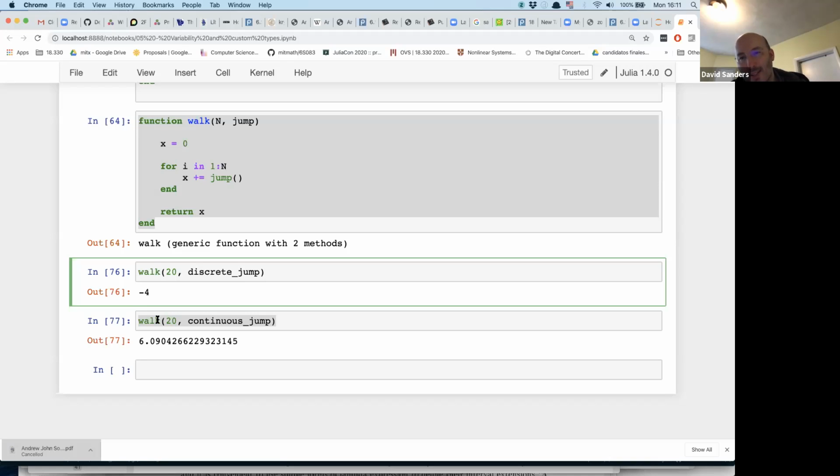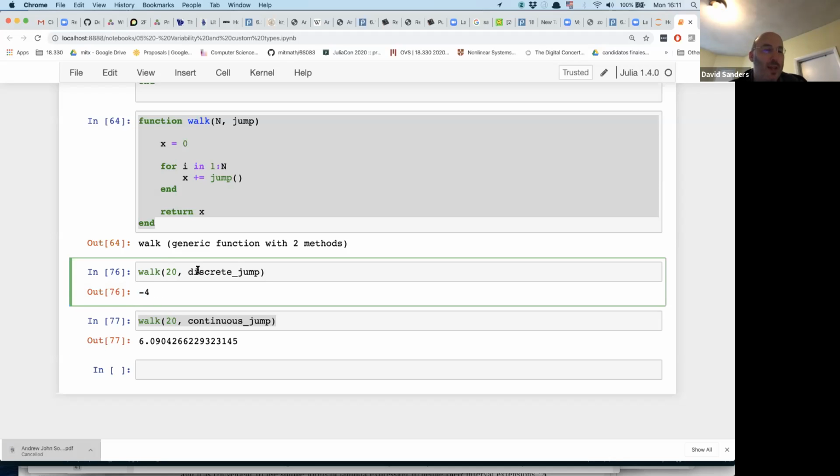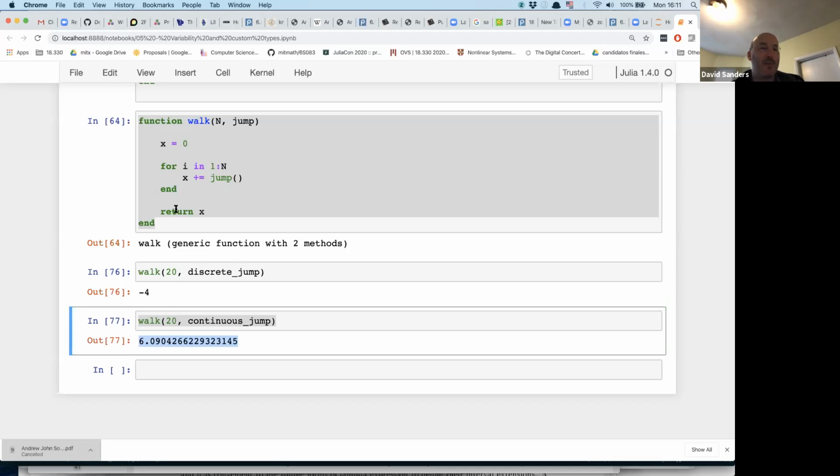I mean, it works. It's giving the right answer, but there's something weird. Can anybody see what it is? The return types are different, exactly. Float versus integer. When I'm calling this discrete jump, it's returning an integer. When I'm calling the continuous jump, every step it's returning a float.